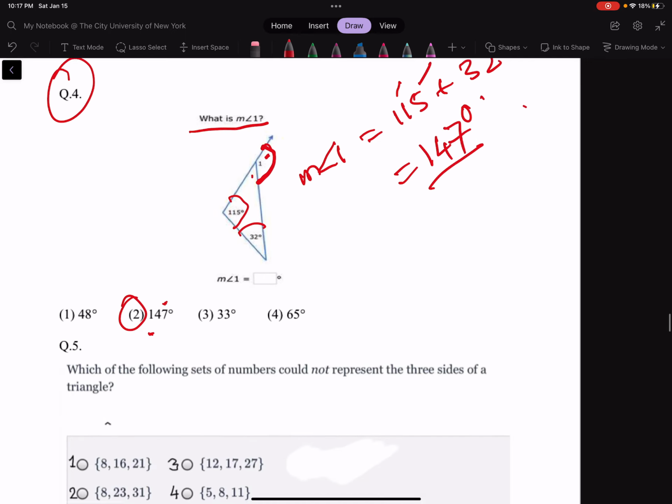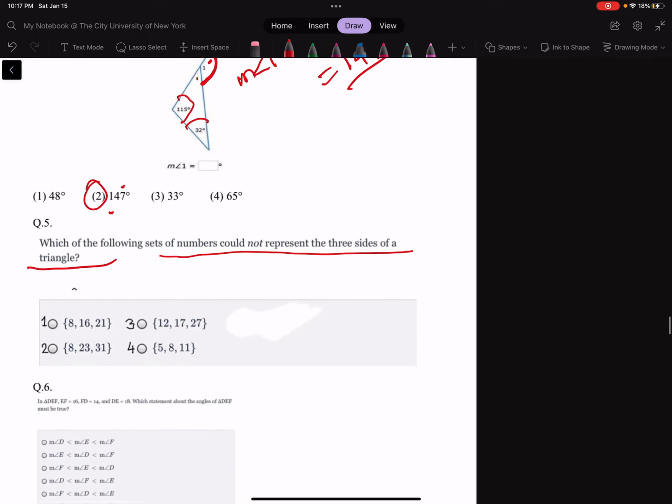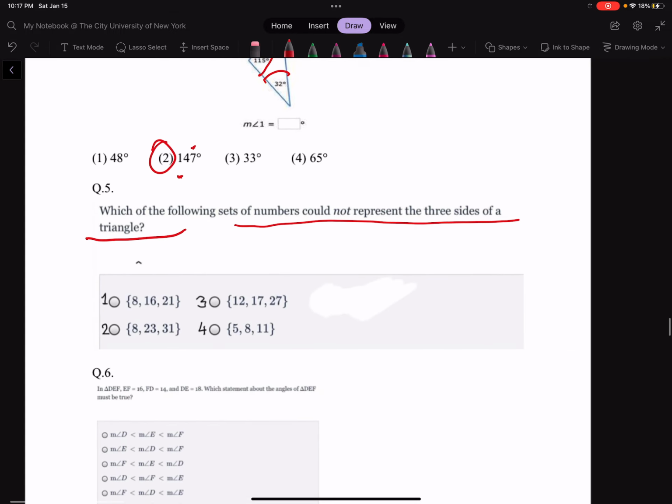And then, which of the following sets of numbers could not represent the three sides of a triangle? It's always better to review your packets and all the rules. We have learned that to be a triangle, the sum of the two shorter sides has to be greater than the third side, the larger one. So the two shorter, 6 and 18, give you 24. That's greater than 21, so it describes a triangle. They say could not represent a triangle, so it's not this one.